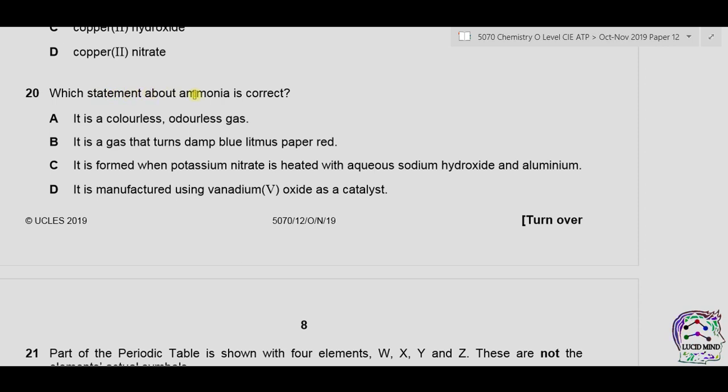Question 20. Which statement about ammonia is correct? A. It is colorless. Ammonia is colorless gas, odorless gas. This is incorrect because ammonia has a very strong choking smell. B. It is a gas that turns damp blue litmus paper red. This is incorrect because ammonia is basic in nature and base turns red litmus to blue.